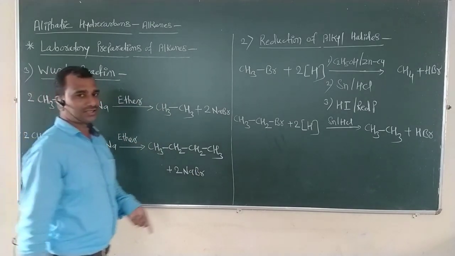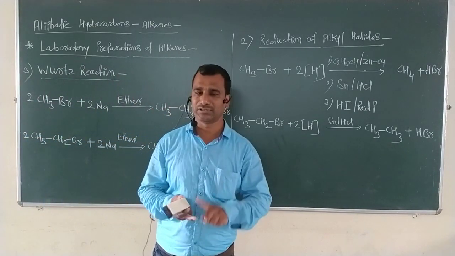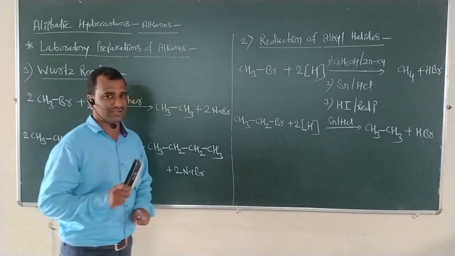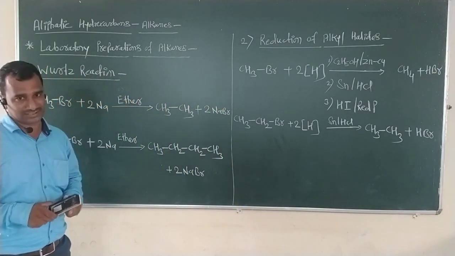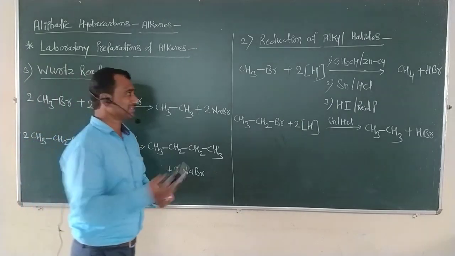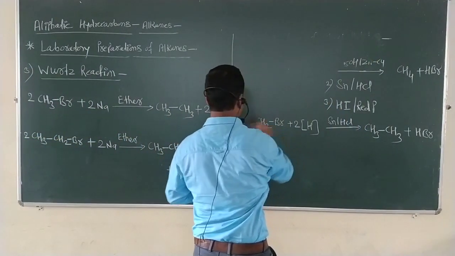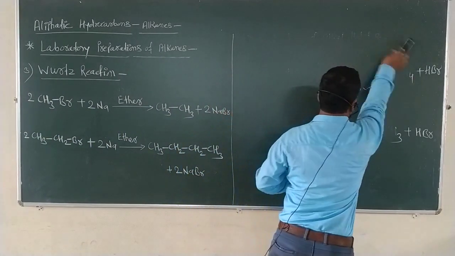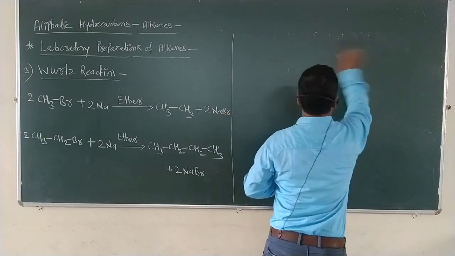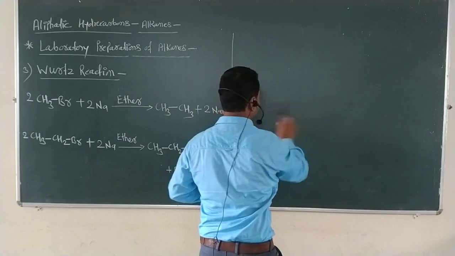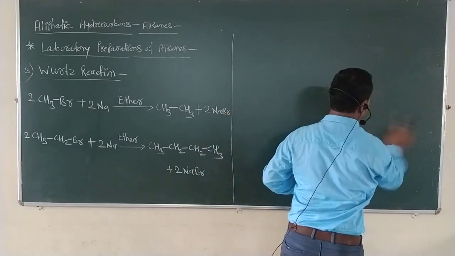So, this is the third important method for the preparation of alkanes in a laboratory, known as the Wurtz reaction. Now we have to study the next method for the preparation of alkanes. Again, that is an important and simple method for the formation of alkanes.